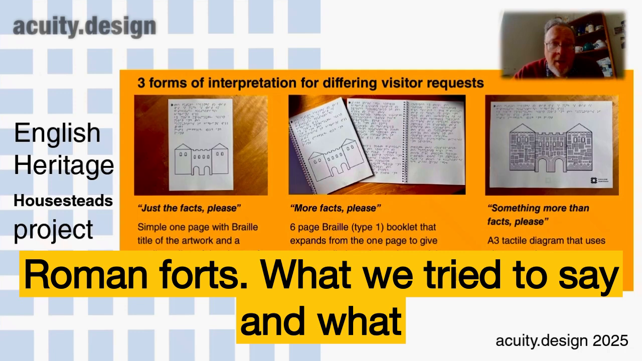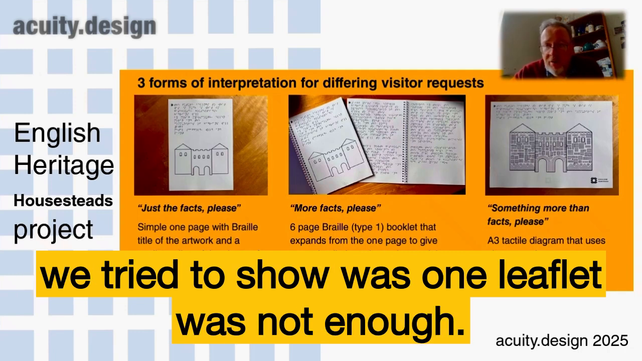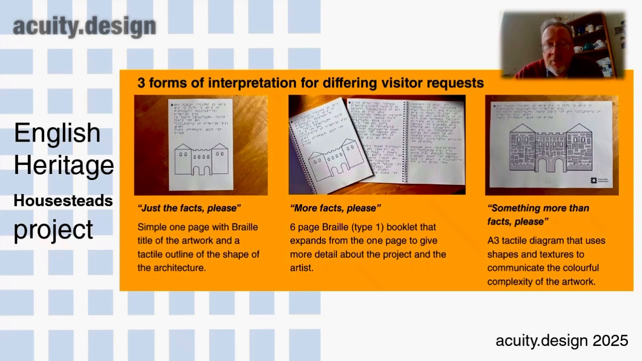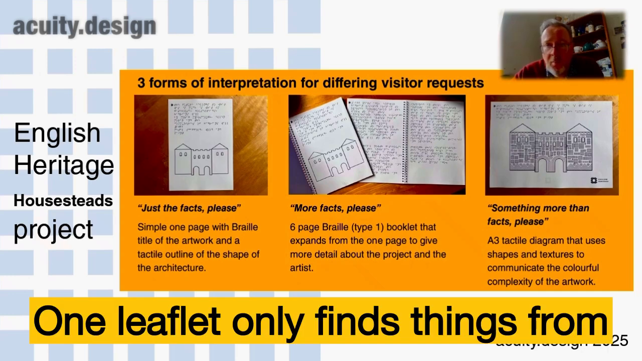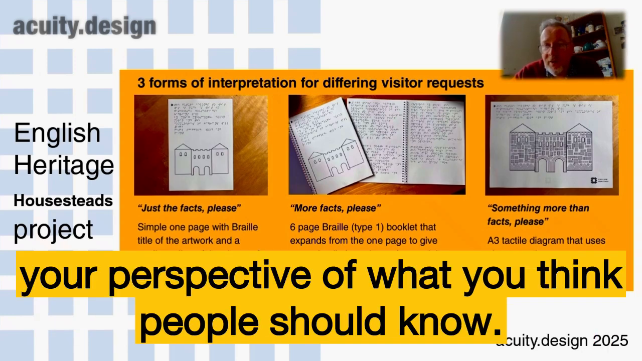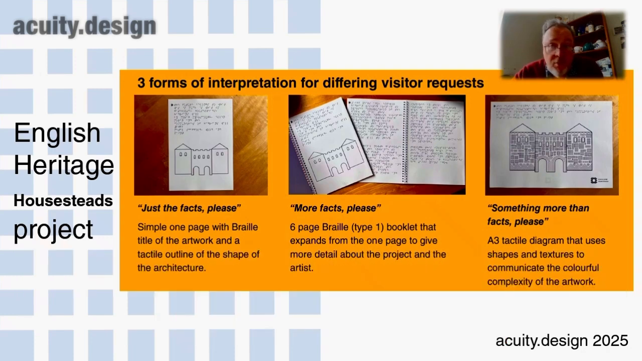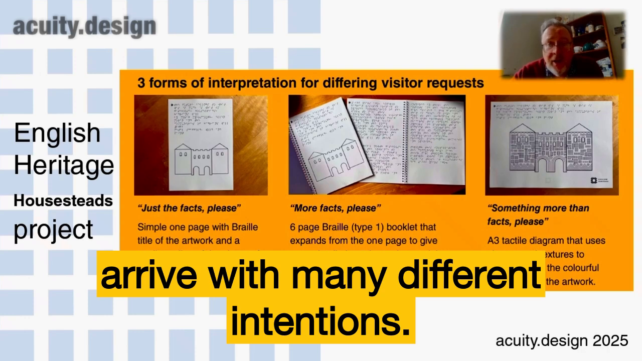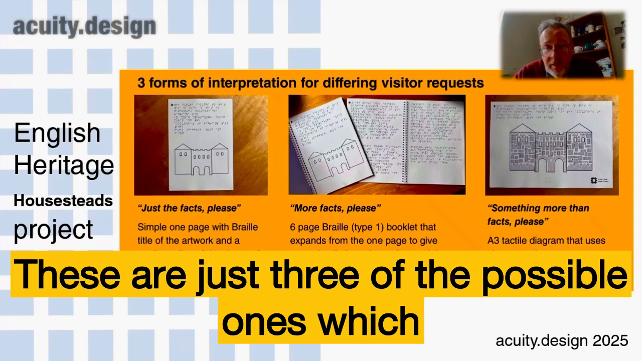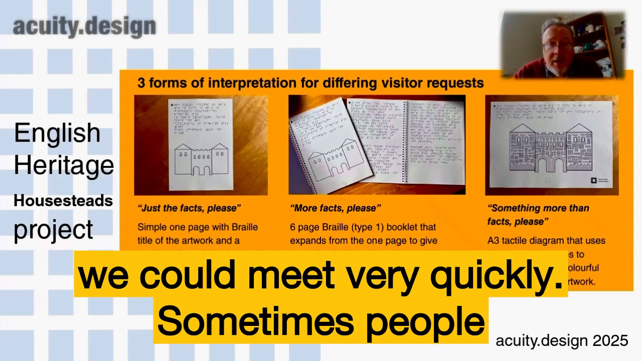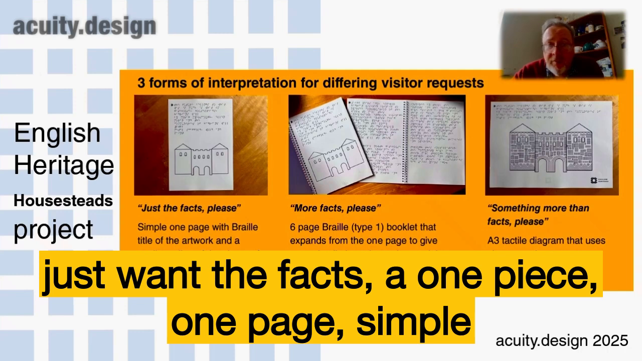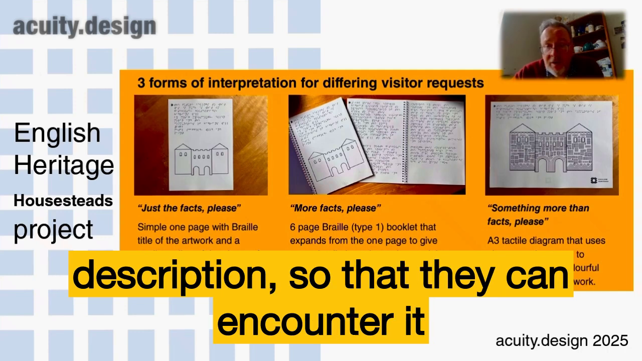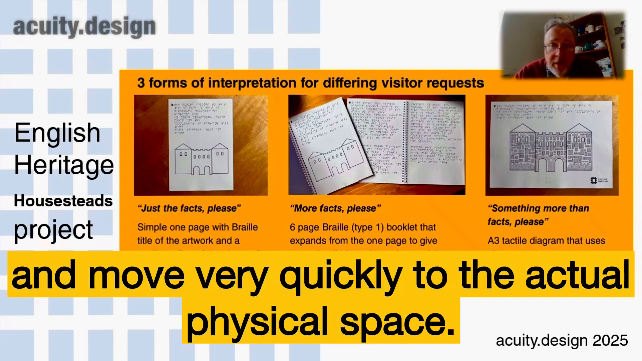And what we tried to say and show was that one leaflet was not enough, because one leaflet only defines things from your perspective of what you think people should know. But what we wanted to say was, well, visitors arrive with many different intentions, and these are just three of the possible ones which we could meet very quickly. Sometimes people just want the facts, a one page, simple description, so that they can encounter it and move very quickly to the actual physical space.